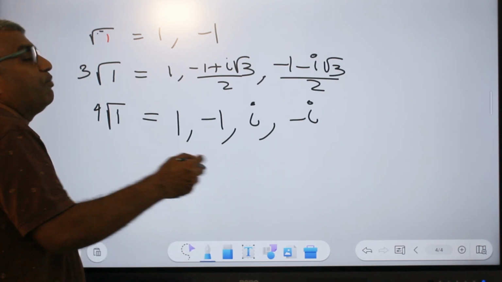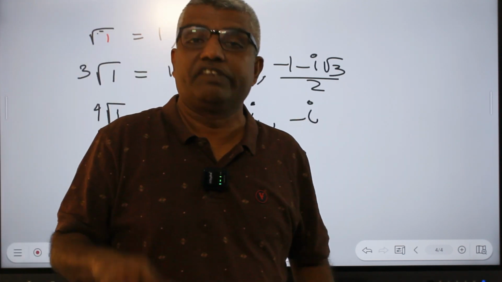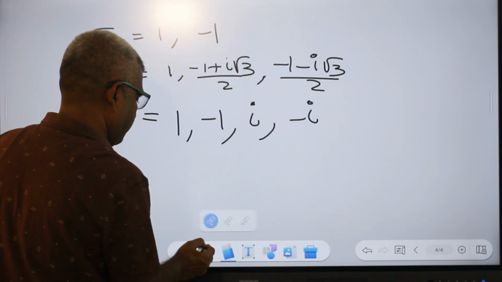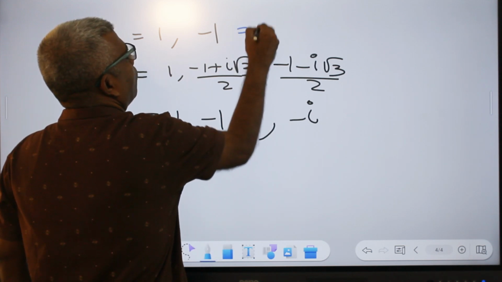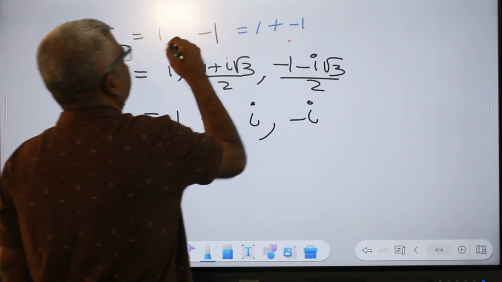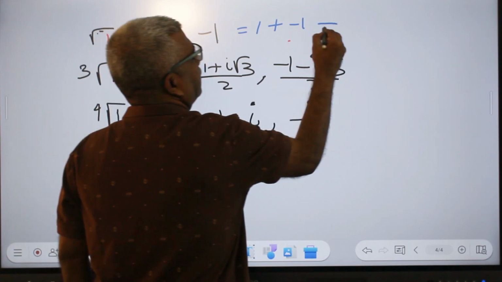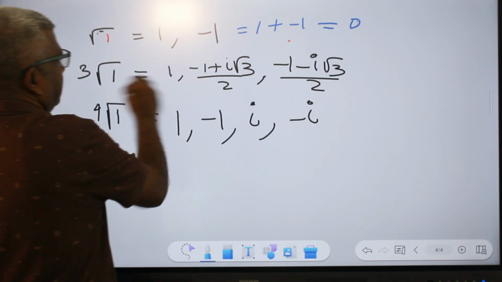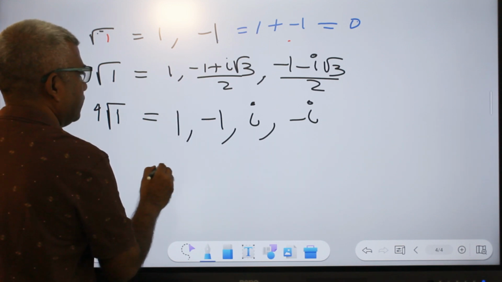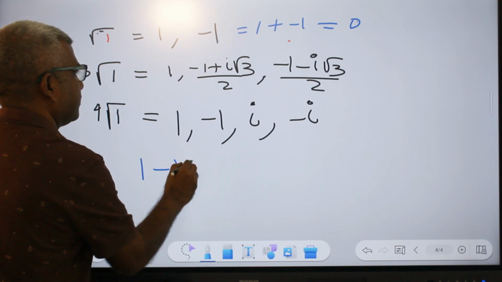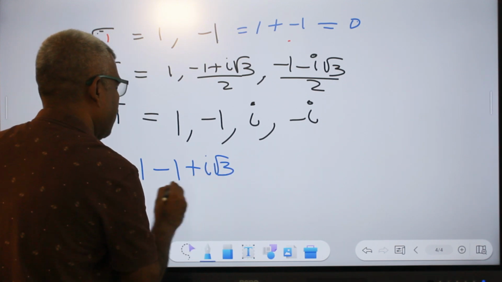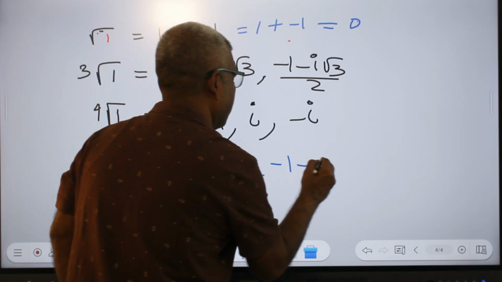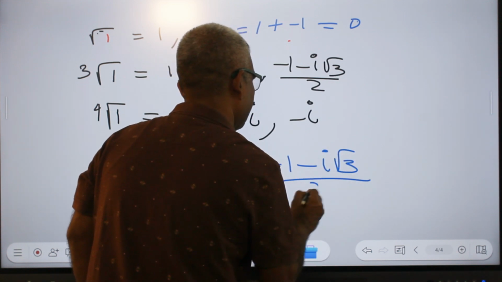There is a property: if you add the sum of the roots, it will be 0. For square roots, 1 plus minus 1, what will it become? 1 plus minus 1, this is one root, then another root. It is 0. Then here, add these three roots: 1, minus 1 plus i root 3 by 2, then plus minus 1 minus i root 3 by 2.